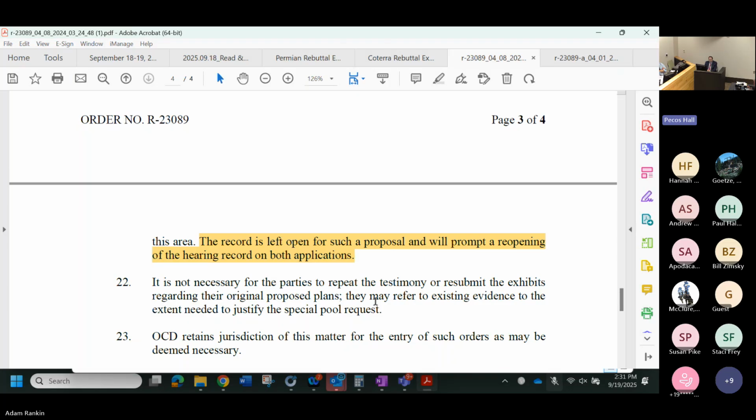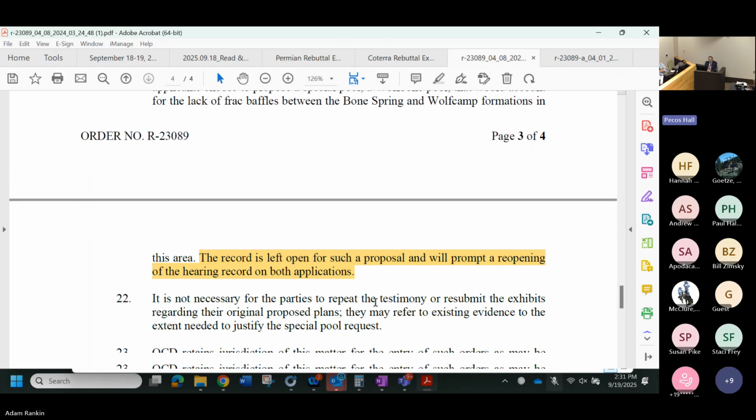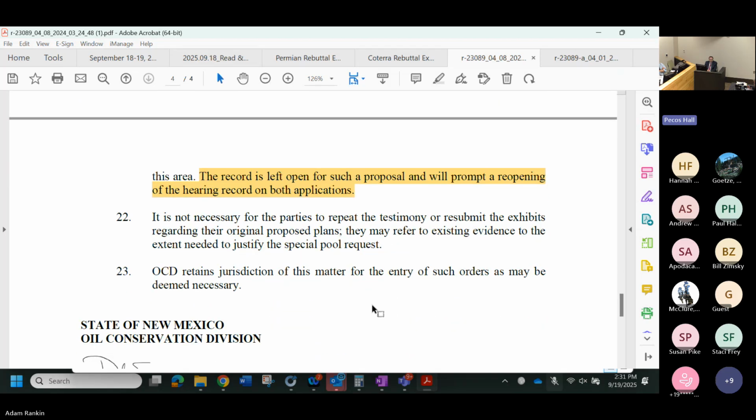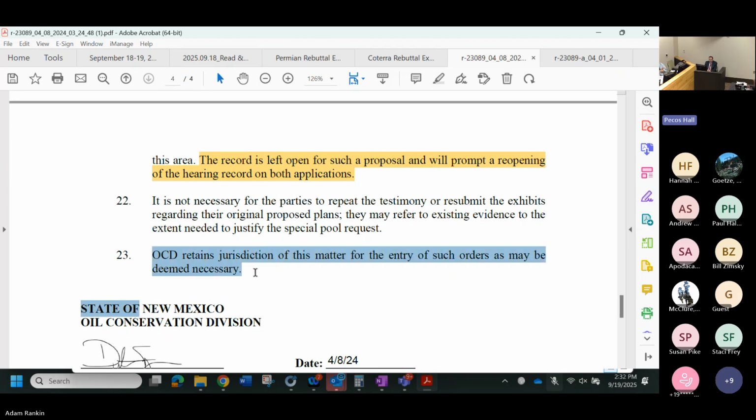Okay. So the division, after making those findings, left the record open for such a proposal and will prompt a reopening of the hearing record on both applications. Did I read that correctly? Yes, I believe so. Okay, and then it goes on to say that OCD retains jurisdiction of this matter for entry of such orders as may be deemed necessary. Did I read that correctly? You did.